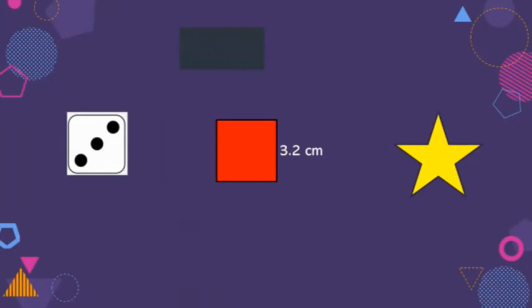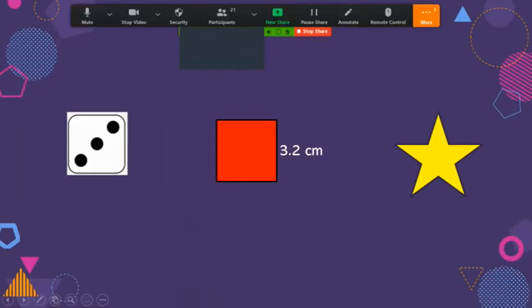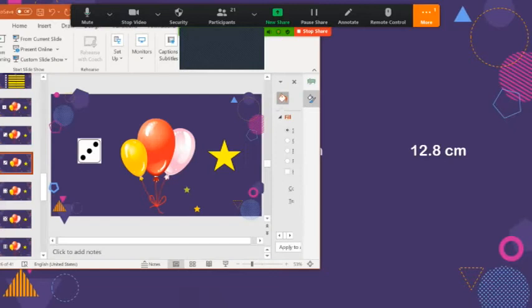Are you calculating? You can use your whiteboard to calculate, okay? Let us see, what's your answer? 12.8. What's the unit? Do not forget the unit. 12.8 centimeters. Let us see if it's correct. Yes, very good. 12.8 centimeters. That's correct.